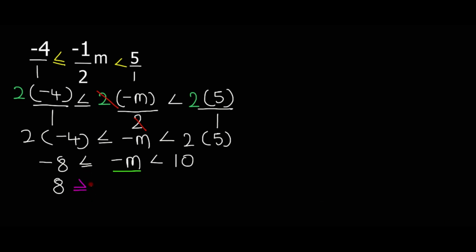And then we have m. From here we divide 10 by -1, and because we divide by a negative we change this inequality, and it will be greater than, and then we have -10 because 10 divided by -1 is -10. So 8 is greater than or equal to m, so you can write it this way: m is less than or equal to 8, because if 8 is bigger than m, then m is smaller. And then m is greater than -10. So this is our solution.